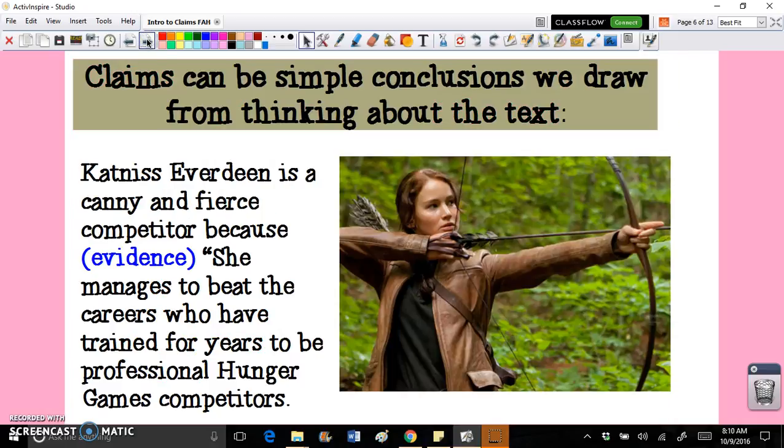That's just a fact of something that happens in the text. An example of a claim would be making some kind of conclusion, some kind of inference from everything that I've read from the text, all my thinking about the text. So something about her character traits could be a claim. Katniss Everdeen is a canny and fierce competitor because, and then I start to follow it up with evidence. Now sometimes I might follow it up just with the reason. Sometimes if I'm writing something very short, I might just immediately go into the evidence. So here I followed it with evidence. She manages to beat the careers who have trained for years to be professional Hunger Games competitors. So this is really a combination of reasons and evidence. It is the reason I think that she is a canny and fierce competitor.